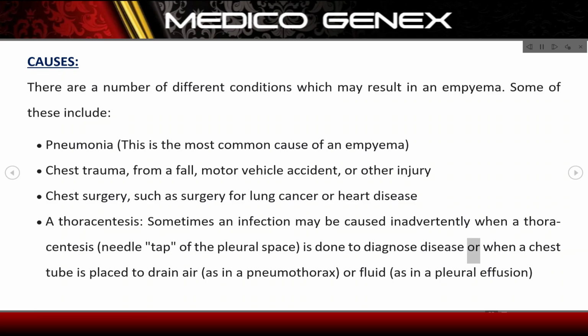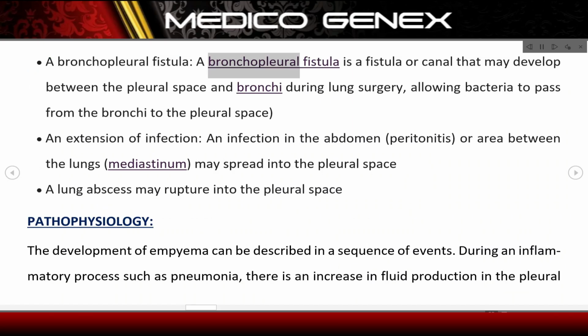to diagnose disease, or when a chest tube is placed to drain air, as in a pneumothorax, or fluid, as in a pleural effusion. A bronchopleural fistula. A bronchopleural fistula is a fistula or canal that may develop between the pleural space and bronchi during lung surgery, allowing bacteria to pass from the bronchi to the pleural space. An extension of infection, an infection in the abdomen, peritonitis, or area between the lungs, mediastinum, may spread into the pleural space. A lung abscess may rupture into the pleural space.